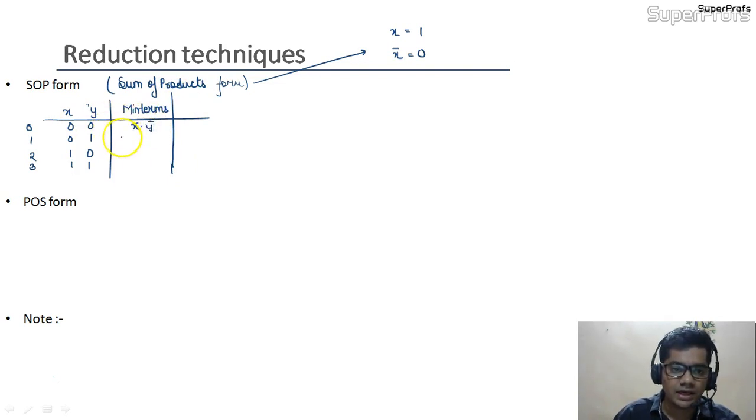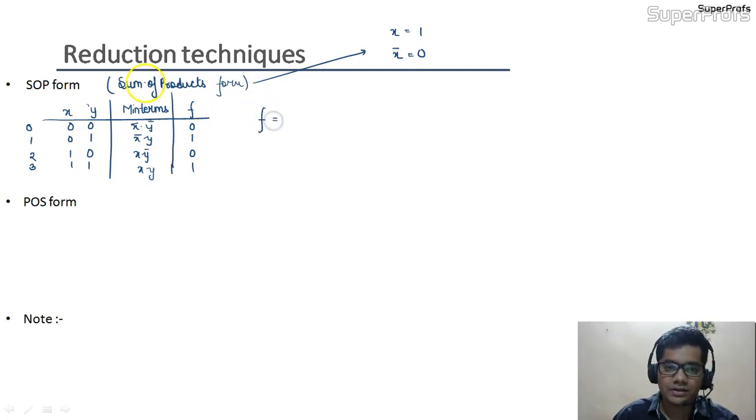Okay, the next term would be x bar dot y, the third would be x dot y bar, and the fourth would be x dot y. So these are the minterms for the two inputs x and y. Now we consider as an example a function which is 0 1 0 1. So what would be its SOP form?